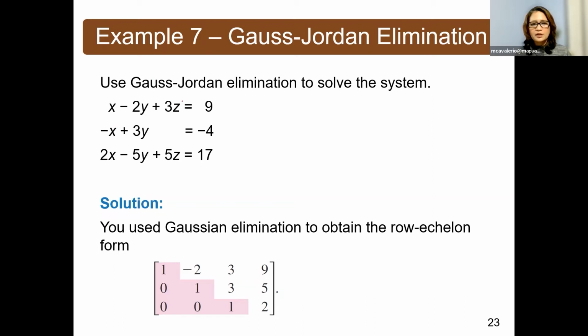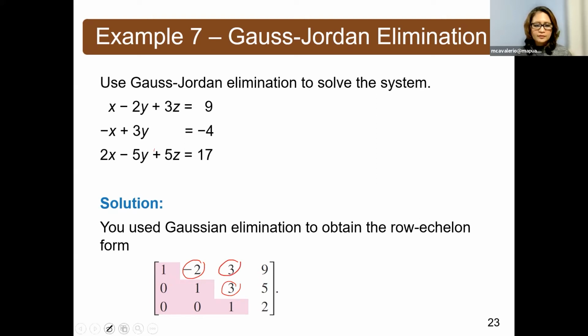since we know that the Gauss-Jordan elimination is just a continuation of the Gaussian elimination, we will already have the row echelon form from the previous problem, which is given by 1, 0, 0, negative 2, 1, 0, 3, 3, 1, and 9, 5, 2. Now, to find the reduced row echelon form of this matrix, we have to perform what you call a backward process. Since we already have the leading ones, what we need to do is to make this 0, to make this 0, as well as to make this 0.